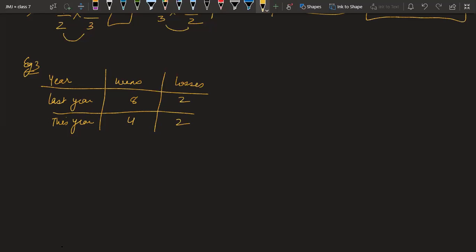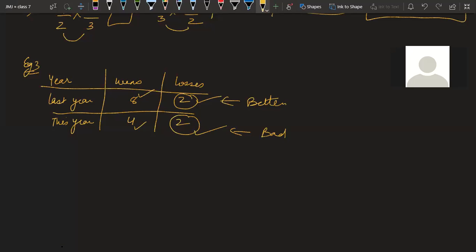Now they are asking in which year the record was better. How can you say so? Yes, class, tell me in which year the record was better. To compare, we will have to find the ratios. No beta, last year was better. Why? Because losses are the same. On 8 wins you have 2 losses, but on 4 wins you also have 2 losses. That means this is the bad case and the other one is better, because here you are winning more matches.